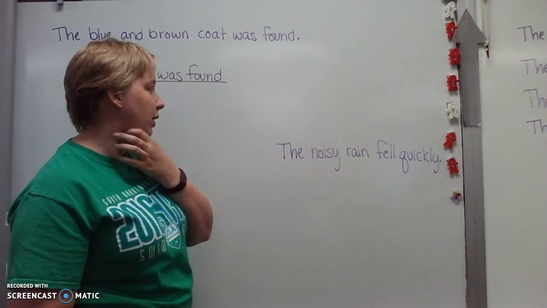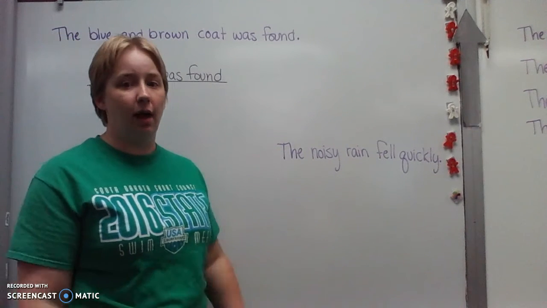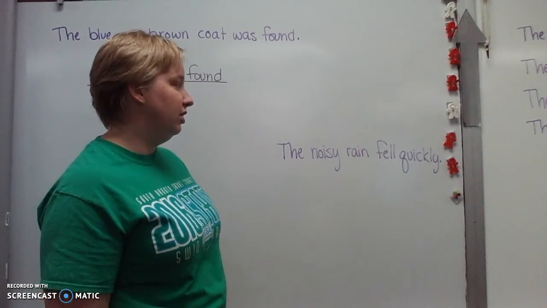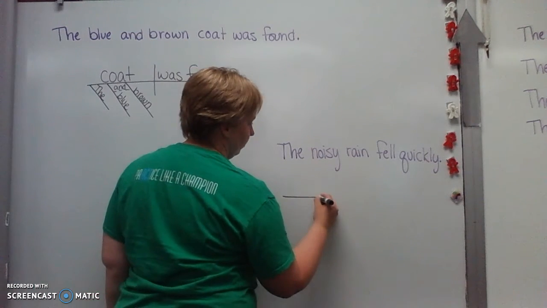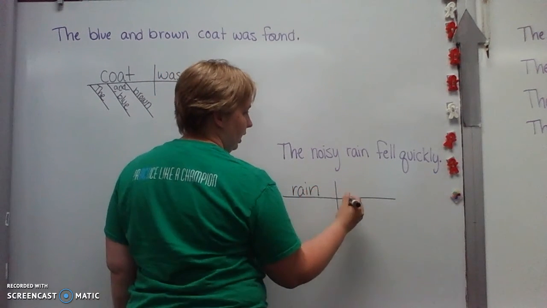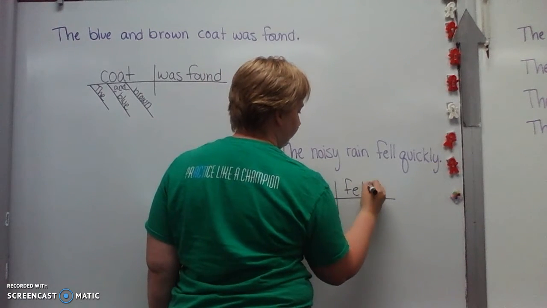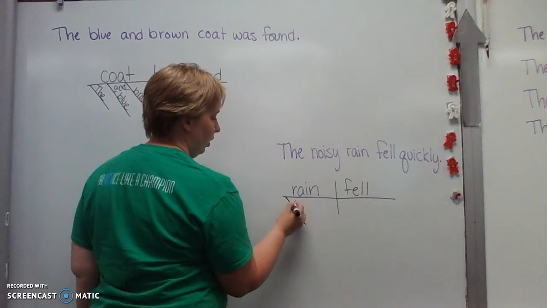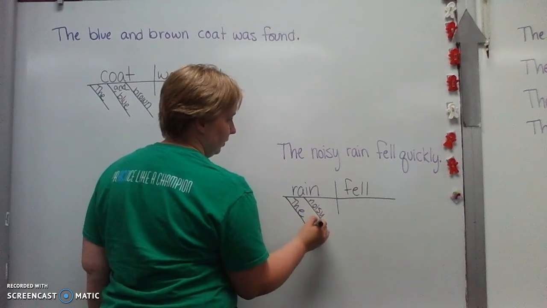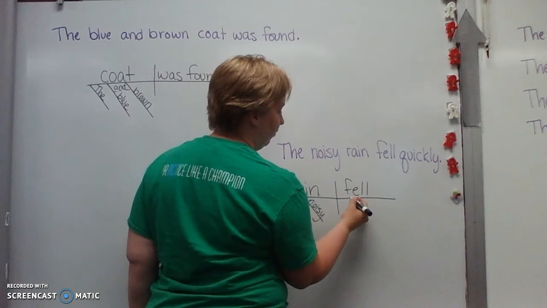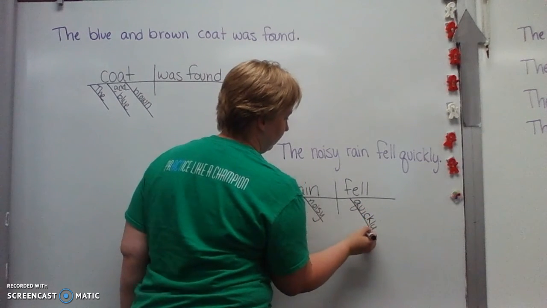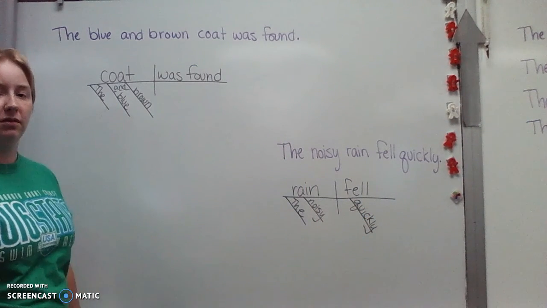Now we have the noisy rain fell quickly. In this one we don't have any compound sentence parts. We just have some adverbs, or an adverb and an adjective, so we just need to get those put in. So, main line, rain did what? It fell. Okay, what type of rain? Well, the noisy rain. And it fell, how did it fall? It fell quickly. And that's it. Both of those sentence diagrams are complete.